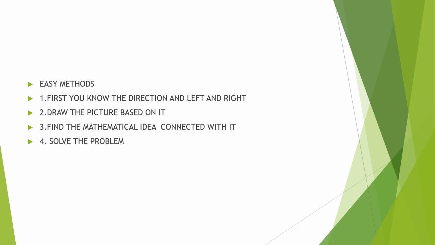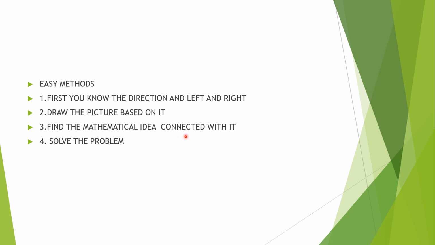So when you get a direction based question, what are the tips you have to know about it, or how we can solve it, okay? First, you must know the directions and left and right. Direction here means north, south, east and west, and how the line comes and how the left and right will come. When you draw, then only you can draw it properly. Then draw the picture based on it.